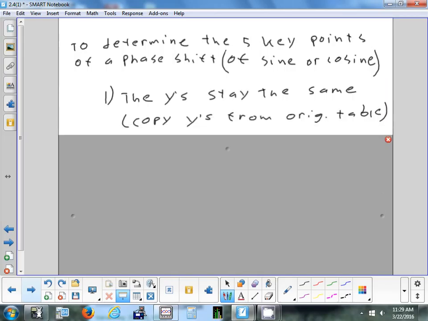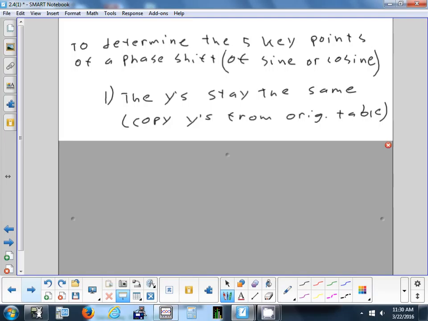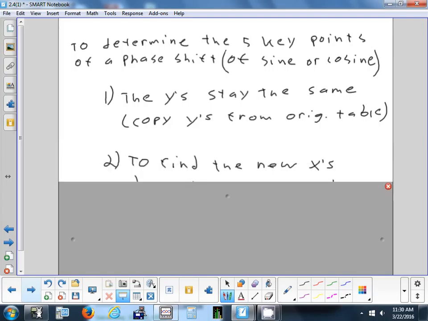Right, so for a phase shift, we're going to write down our 5 points. But to get the y values, we're going to go back to those 2 original tables I gave you, and we're just going to copy down what's in them. The y values will not change from those original tables for every single problem we do today, because we are going to move things left and right. That only affects the x's. So if the y's are going to stay the same, then the x's are what is going to change.